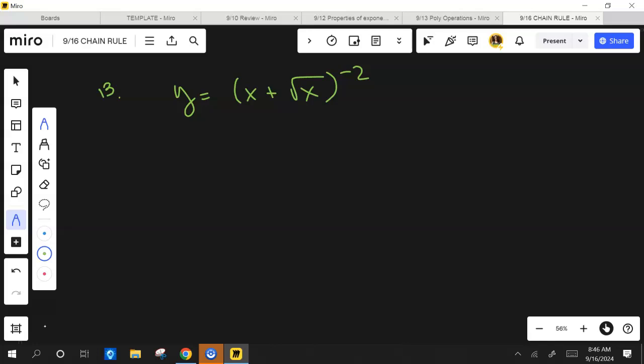Find dy dx. Are you going to do quotient rule on this one? If you're a quotient person, he's going to do quotient rule on that. The rest of us are probably going to do power rule. No, there's no product rule there.